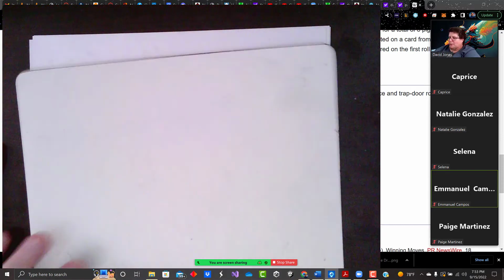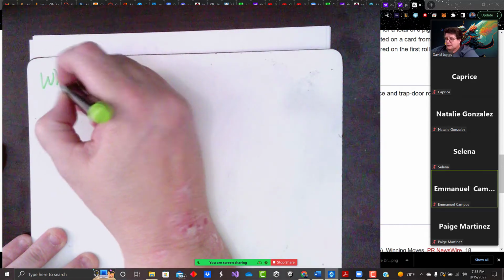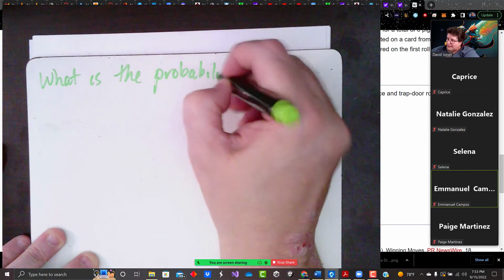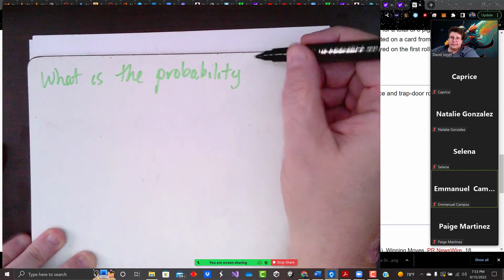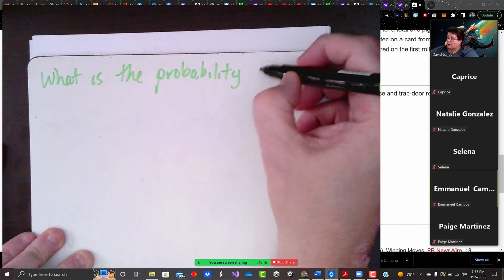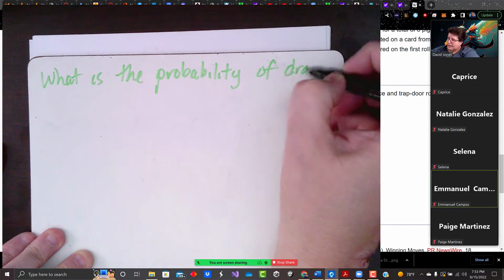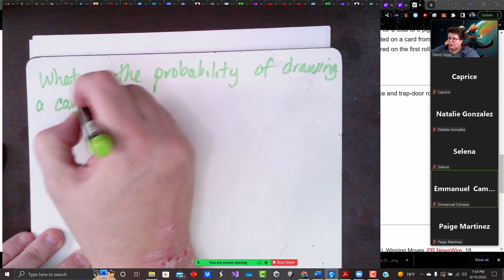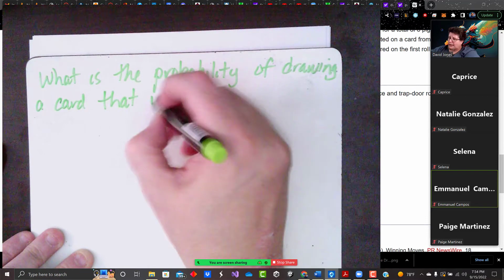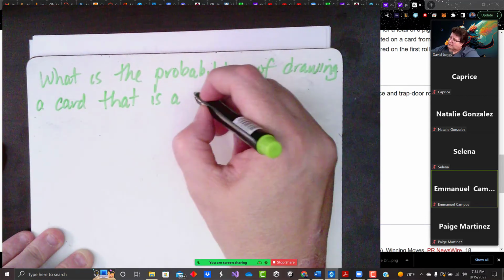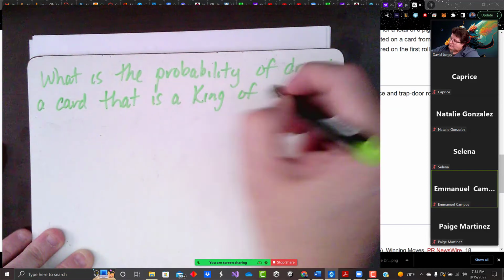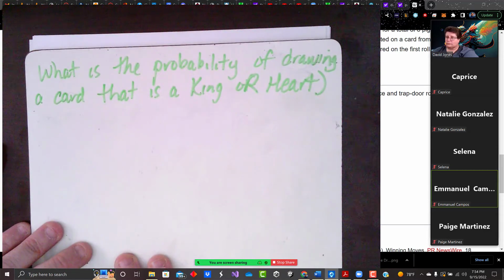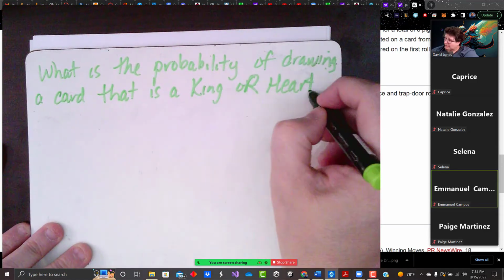So a category in the homework might have something like this. What is the probability? It's always in the form of a sentence. The hardest part of this class is critical reading. You have to read slowly and turn it into the math. What is the probability of drawing? That's what happens when you pick a card from a deck. It's called drawing a card. Drawing a card that is a 4 or a heart. Let's go with king or heart. And that makes it a question mark.